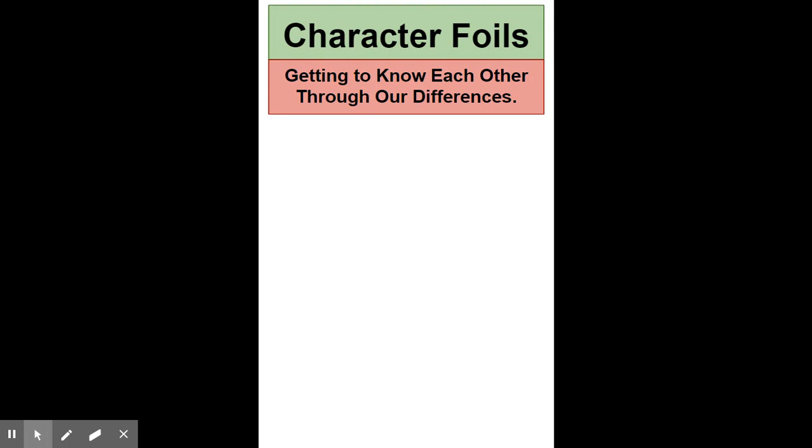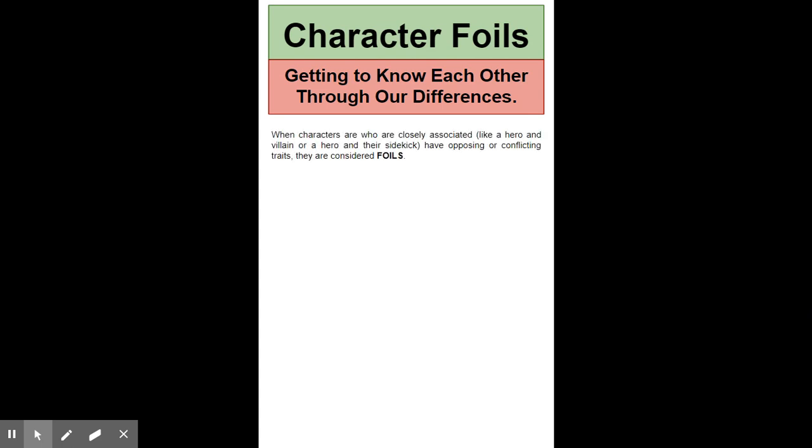Today we're going to talk about character foils, and we're going to get to know each other through our differences. If you know your color wheel, you know that green and red are opposites, right? So that ties in thematically with what we're doing, because essentially we are talking about opposites today. So, what is a foil character?